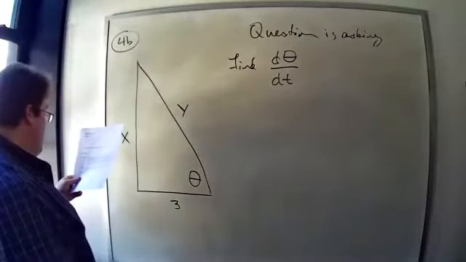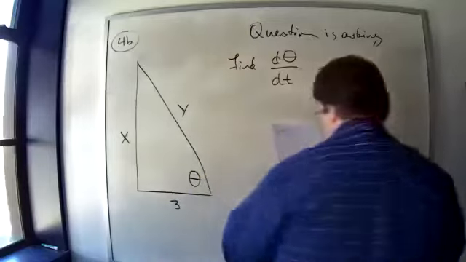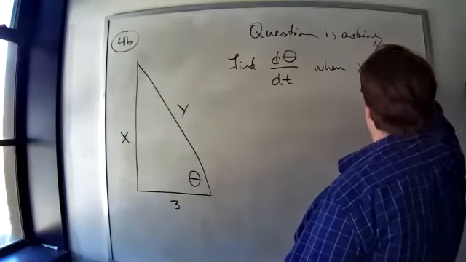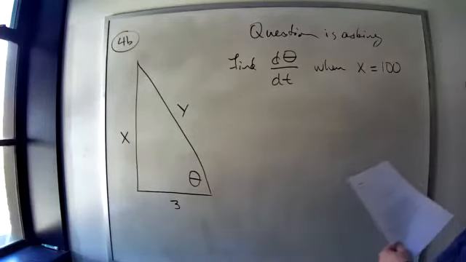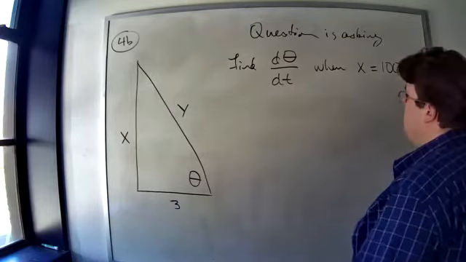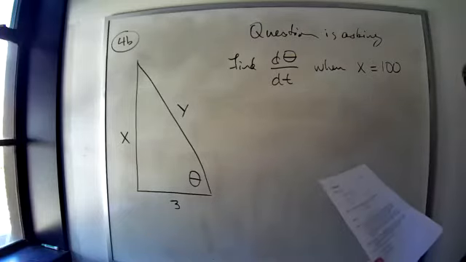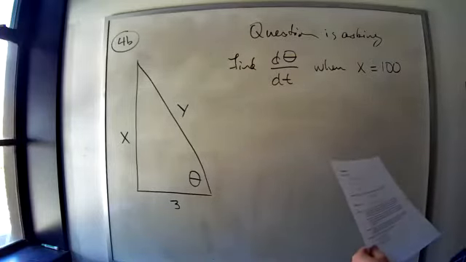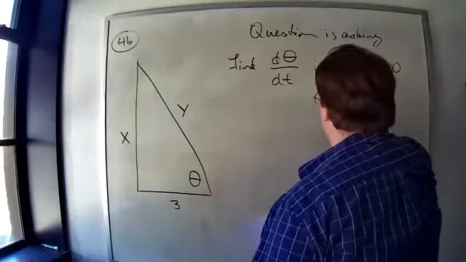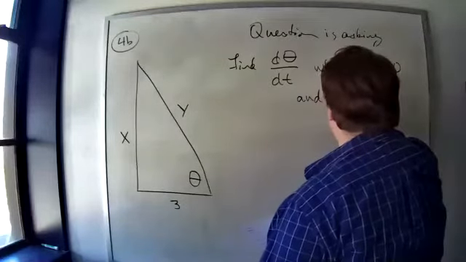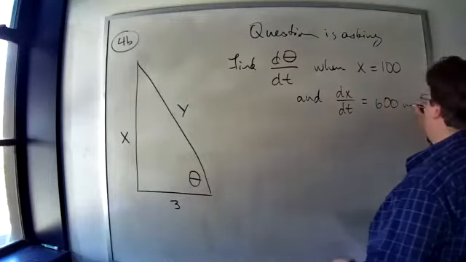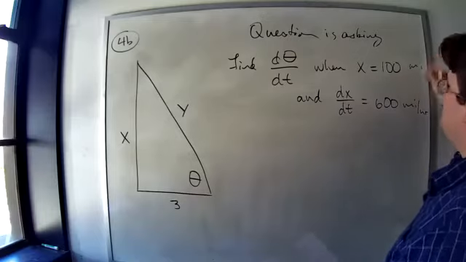When does it want d theta dt? Well, when the rocket is 100 miles above launch site. So when x equals 100, we might need y. We will need y, we'll see when. It's not obvious right now. This rocket is going upward, so its velocity is measured by x, and dx dt was 600. Our units are miles and hours.